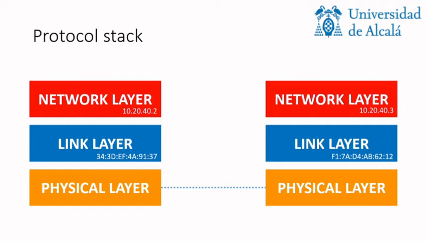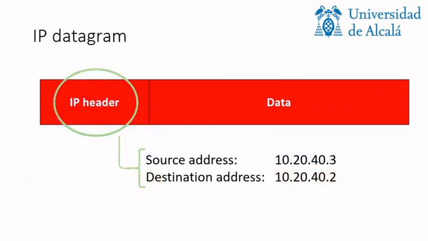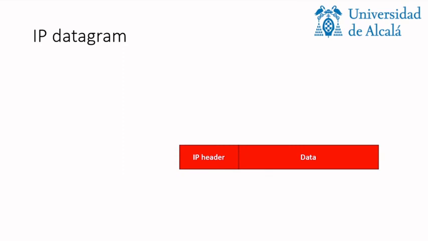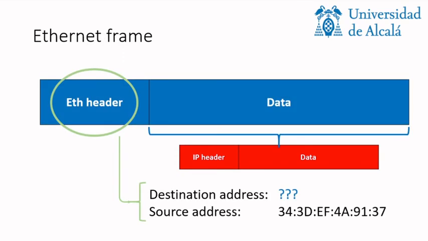More specifically, if we check the messages exchanged in the network, we will have an IP datagram with two well-known IP addresses, but at the link layer, we do not necessarily need to know the destination address. As we can see here, this is unknown.